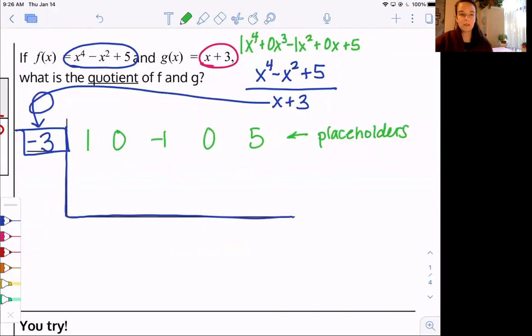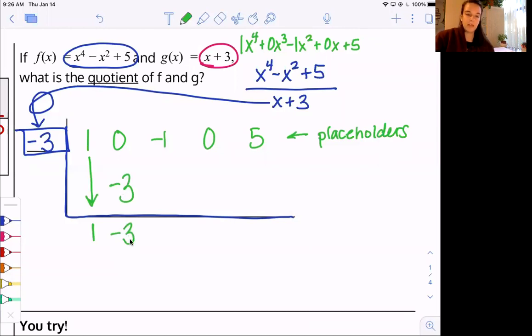Cool. All right, after setting it up, what was my first step? You've got to bring the 1 down. Bring the 1 down, perfect. So I'm going to bring the 1 down. After I bring the 1 down, I'm going to multiply times -3. So I get 1 times -3 would be -3. 0 plus -3 would be -3.